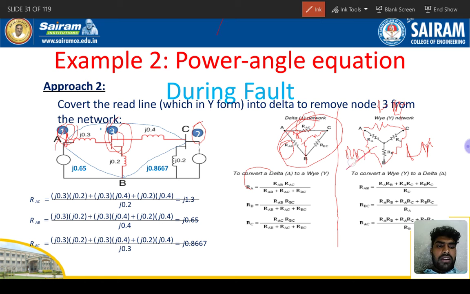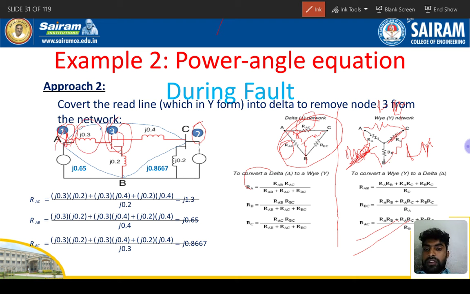If you want to calculate this part, see here, RA plus RB plus RA into RB divided by this RC. See here, if you take RA common outside, what will you get? RA plus RC divided by RC divided by RB, right? This formula, right? So based on that we have data over here.